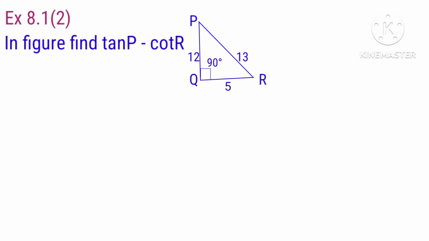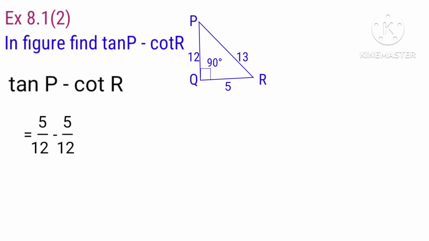Now we have to find the value of tan P minus cot R, that is 5 by 12 minus 5 by 12 is equal to 0. Now we will see a slightly different model in this sum, but it's very easy.